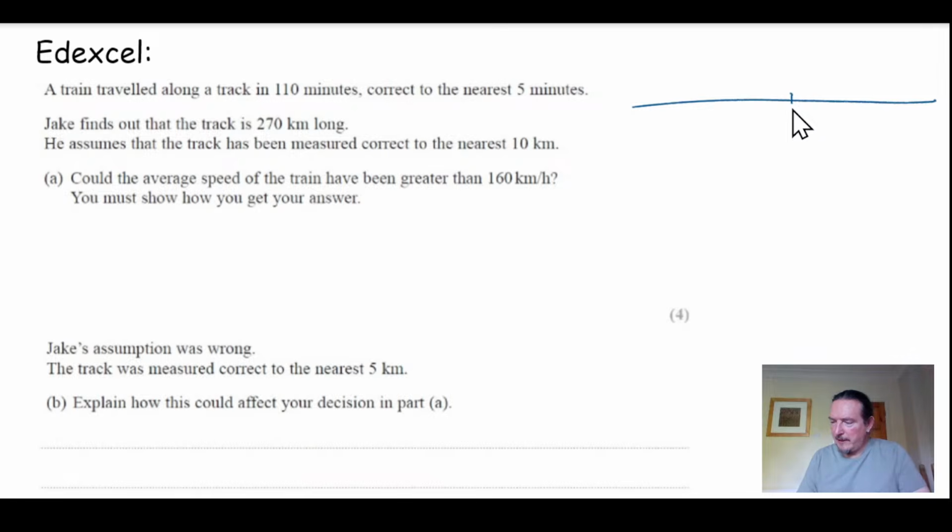So the train travelled along the track in 110 minutes. So this is time, isn't it? That's 110, and it's correct to the nearest 5 minutes. So if I had a scale that was going up in fives, the next number on my scale would be 115, and the one before it would be 105. So the numbers that round to 110 are going to be halfway between those or closer. So what are those numbers? Halfway between 105 and 110, that's 107.5, and halfway between 110 and 115, that's going to be 112.5. Okay? So that's the first error bound there.